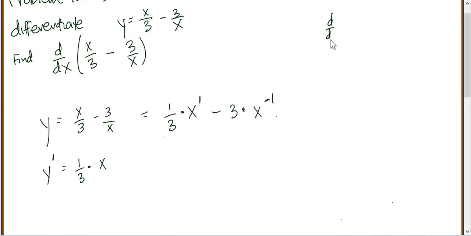If you take the derivative of x to the power of r, what you do is you bring down your power first, and then you drop the power by 1, or you minus 1 from your power. So this 1 is going to come down. Then we're going to have x, and we're going to take away 1 from the power. So 1 minus 1 is 0.